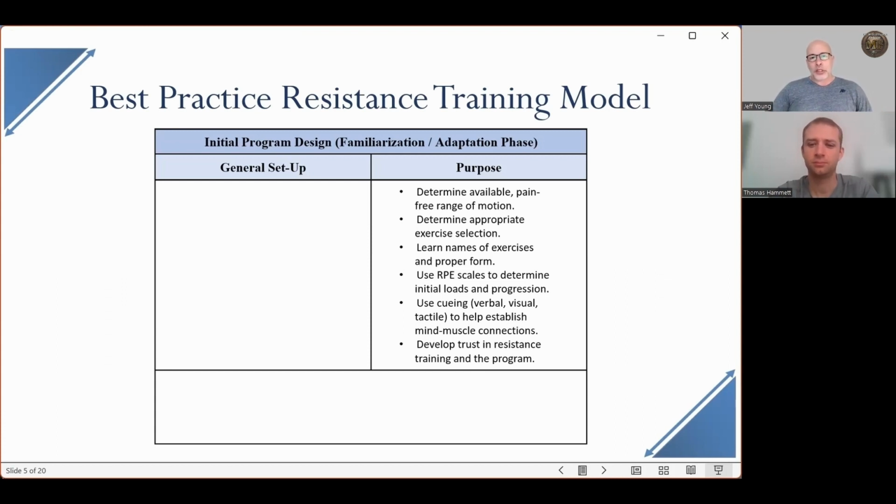You use this phase to learn, from a coach's standpoint, to teach the names of exercises and teach proper form. And you can't teach proper form in one session on everything. So that's part of the reason why it's a phase. You have to do this over the course of a phase.